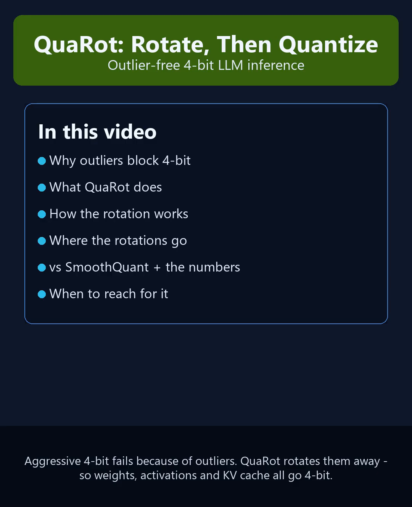It rotates the model. In this video: why outliers block 4-bit, what QuaRot does, how it works, where the rotations go, how it compares, the numbers, and when to reach for it.